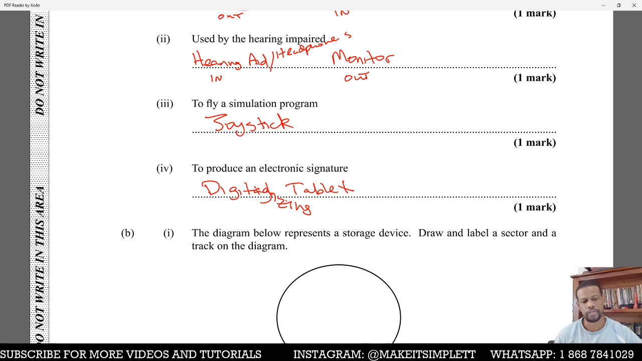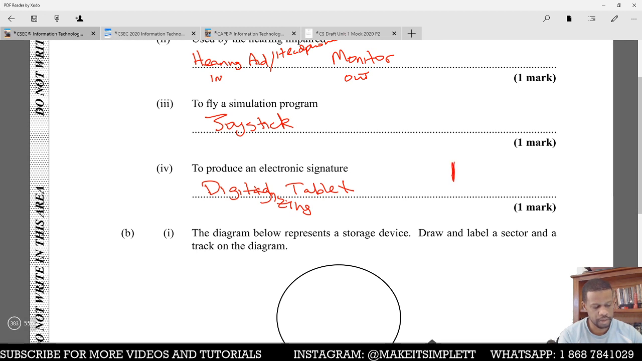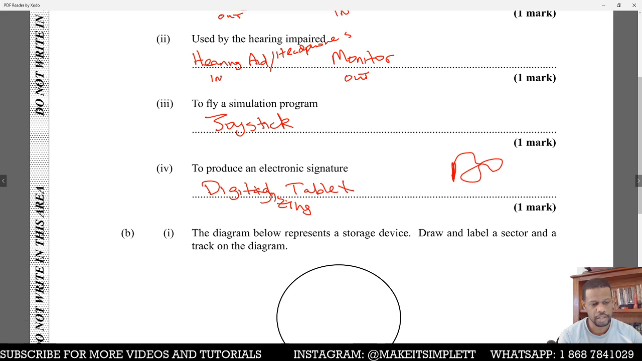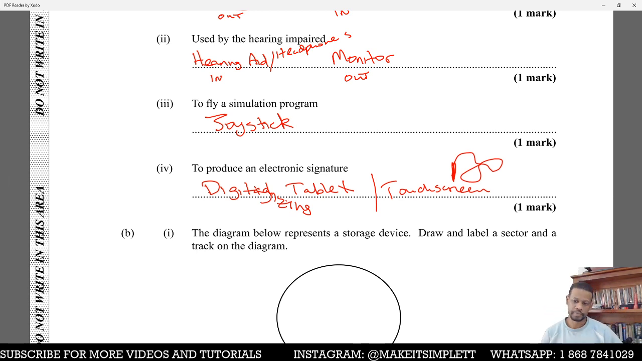A touch screen wouldn't be good enough because touch screens are not as sensitive as a digitizing tablet. A digitizing tablet will actually sense the different pressure points. Like if you write a signature and some part has to be darker than the other and the next part is kind of thin, the digitizing tablet will be able to pick up the different points of pressure. Then again, I've seen mark schemes already and sometimes it'll say touch screen, and markers will just have to accept it.